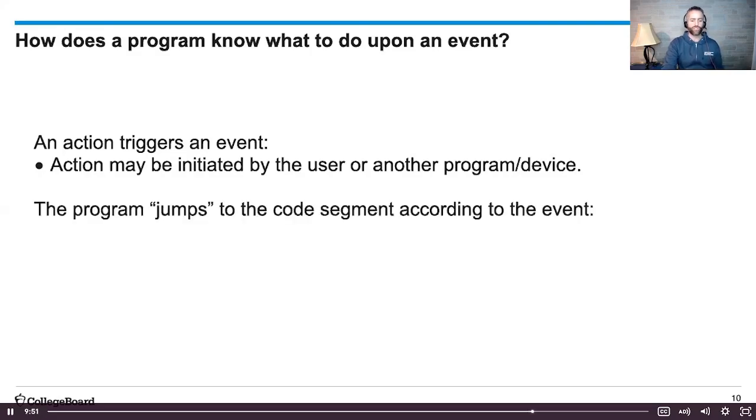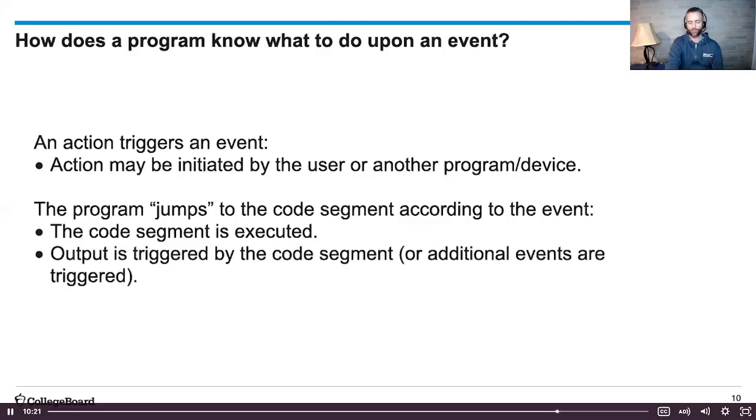Now, the program jumps to the code segment according to the event, right? If you have a program that is written, there might be hundreds or thousands of lines of code. They don't all have to be executed in the order that they're written, right? Event-driven programming takes an event and says, okay, now go to this line and execute this line of code based upon the event, right? So when it jumps to that, it executes that code segment, and then the output is triggered by the code segment, or additional events are triggered.